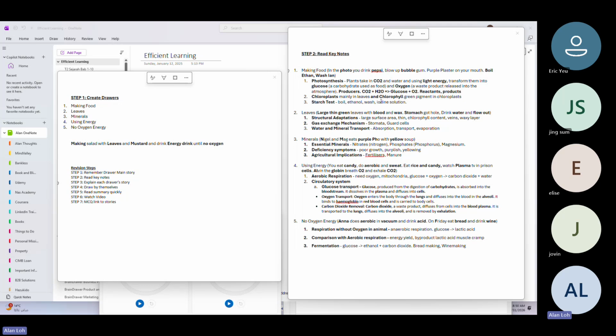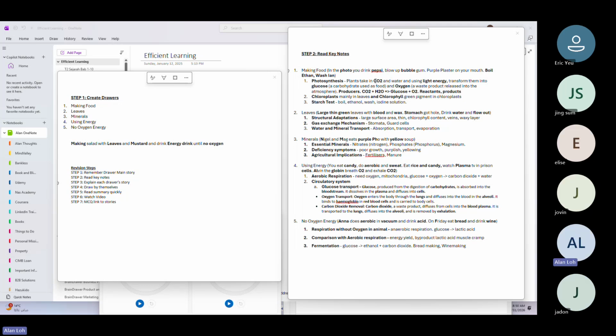Yep. Right. So Pepsi represents carbon dioxide. It's a carbonate drink. So carbon dioxide and carbonate drinks sound a bit similar. And you blow a bubblegum, just like oxygen. Okay. Then purple plaster on your mouth. Purple plaster is the chlorophyll. It's a chloroplast. The plaster sounds like chloroplast, and the purple is the iodine solution. Okay.